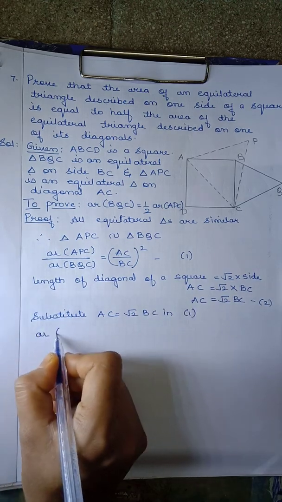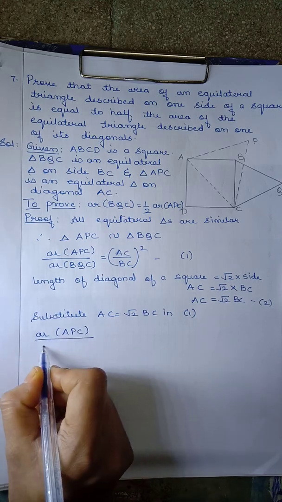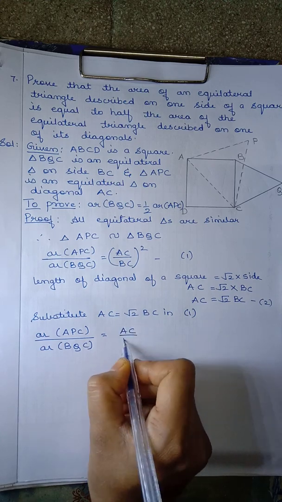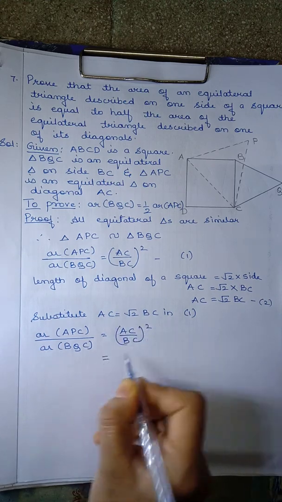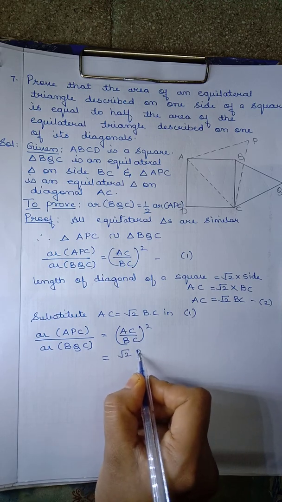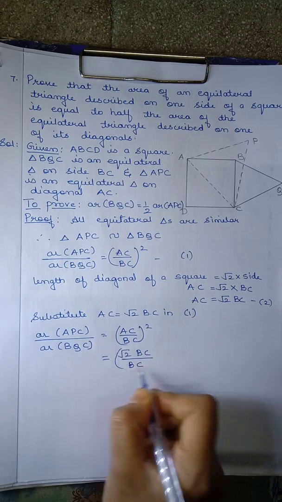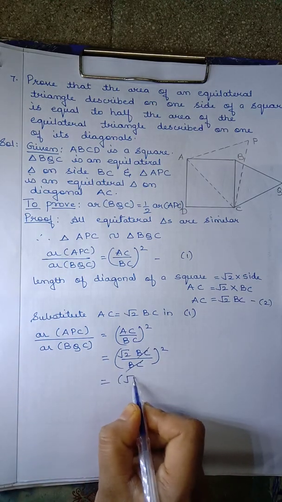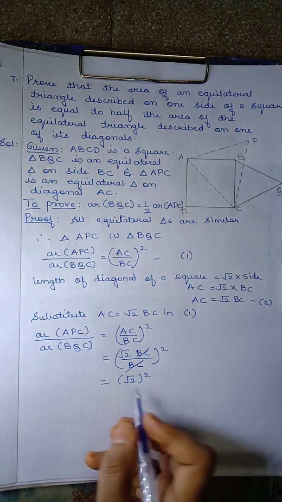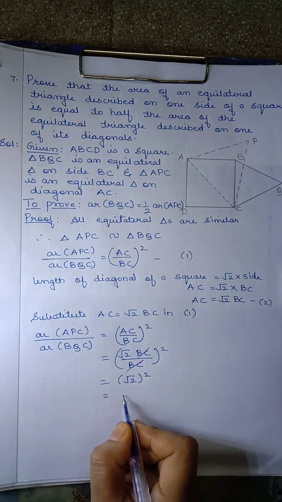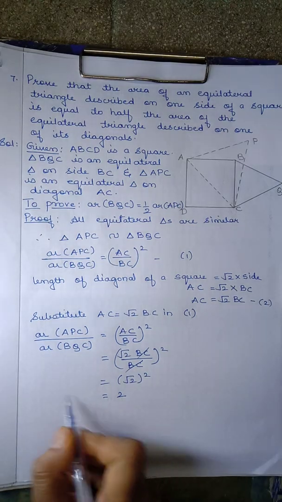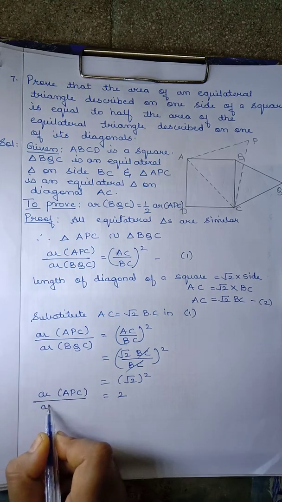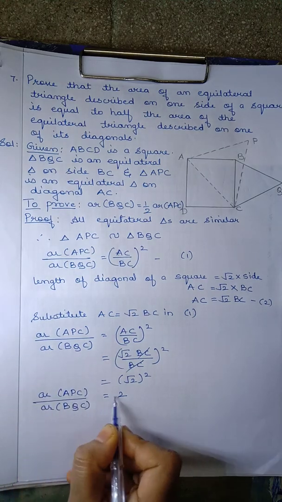Okay, so when you substitute, you will get area of APC upon area of BQC is equal to AC by BC, whole squared, which is the first equation. So in place of AC, write root 2 BC upon BC, whole raised to square. So BC will get cancelled. You will get root 2 whole raised to square, which is nothing but root 2 into root 2, that is 2. So now we got area of APC upon area of BQC is equal to 2.